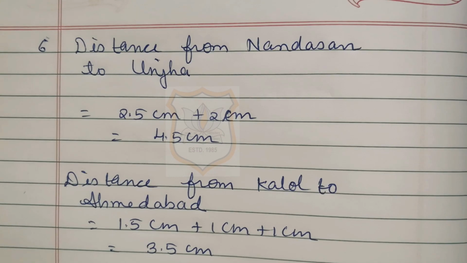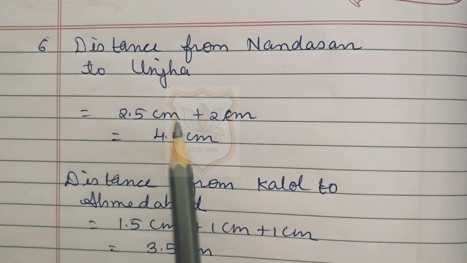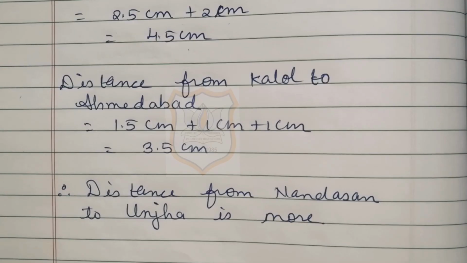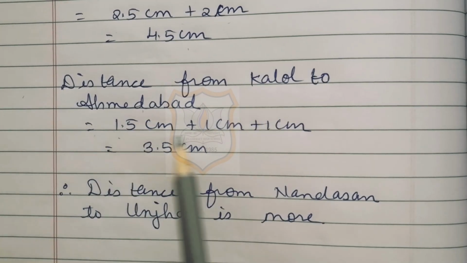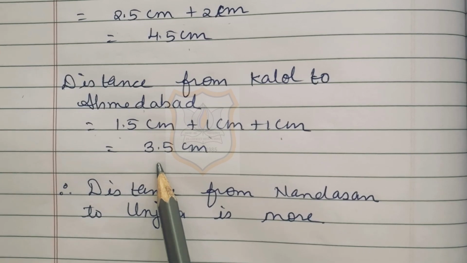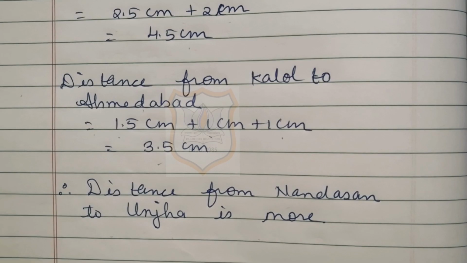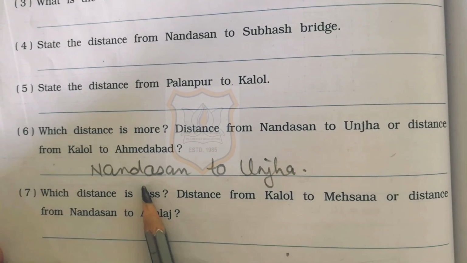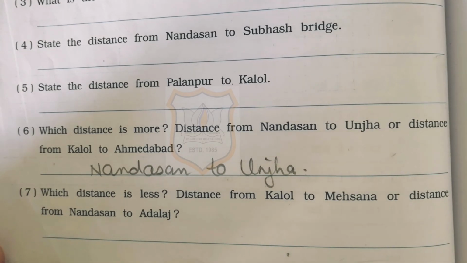Solution for sum number 6. Distance from Nandasan to Unja is 2.5 cm plus 2 cm, that is 4.5 cm. And distance from Kalol to Ahmedabad is equal to 1.5 centimeters plus 1 centimeter plus 1 centimeter, that is 3.5 centimeters. So we can say that the distance from Nandasan to Unja is more. Here in the answer we will write distance from Nandasan to Unja is more. Sum number 7 of question number 5 you have to do by yourself.